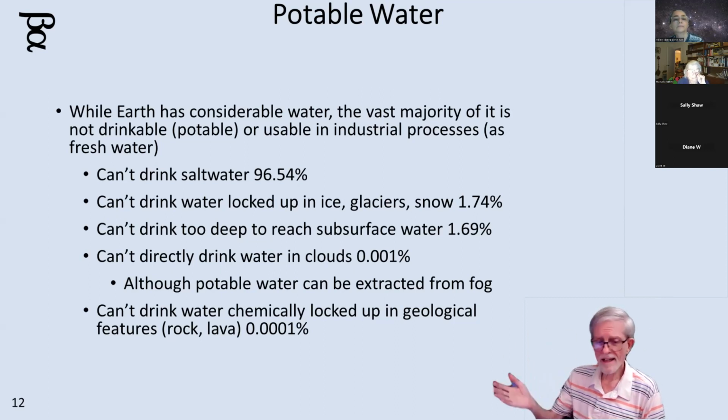And there's water in clouds. How much water? The water vapor is very thin, so 0.001% of the total water is in clouds. Although you can put out fog collection nets along shorelines, and as the fog rolls in and gets bunched up by mountain ranges, you can collect the water out of the atmosphere for drinking purposes. They do this in Western Africa.